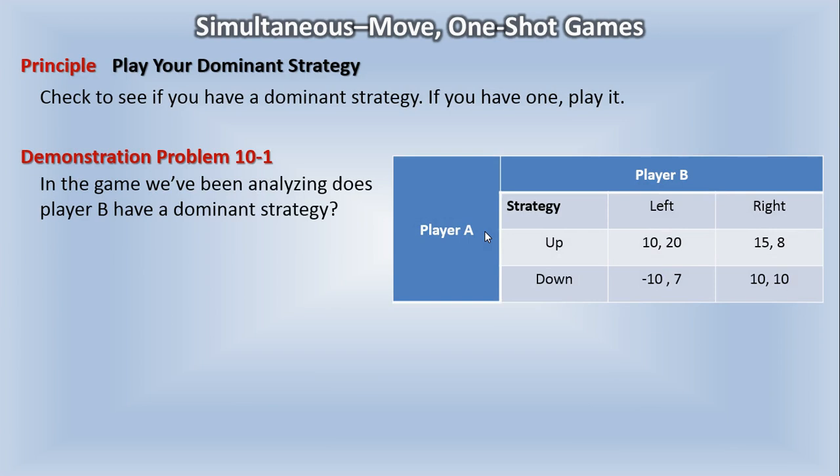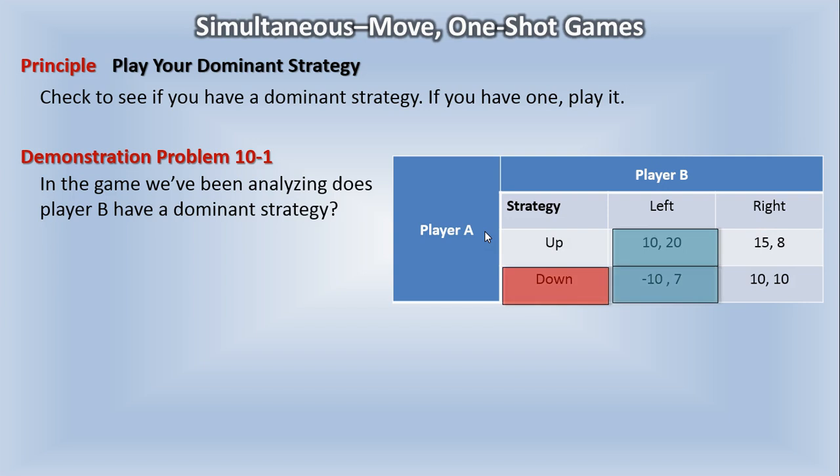So again, to figure out if player B has a dominant strategy, we take the perspective of player B, and then we figure out what player B should do in response to each of player A's possible strategies. So, in response to player A playing up, player B can either play left or right. What should player B do? Left will get B a payoff of 20, which is greater than 8. So 20 is better.